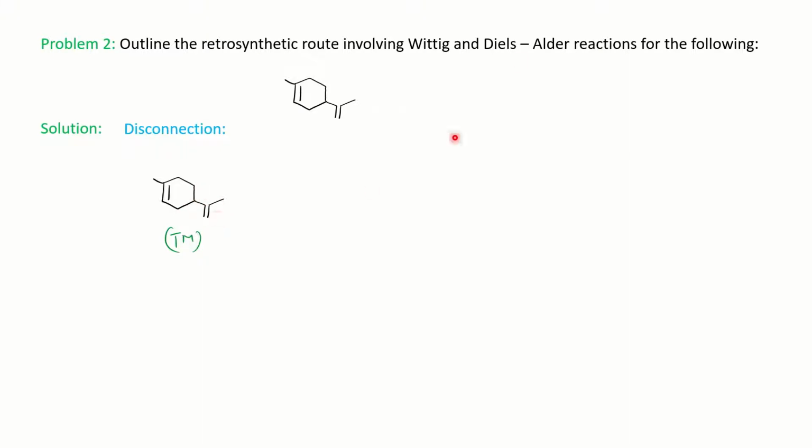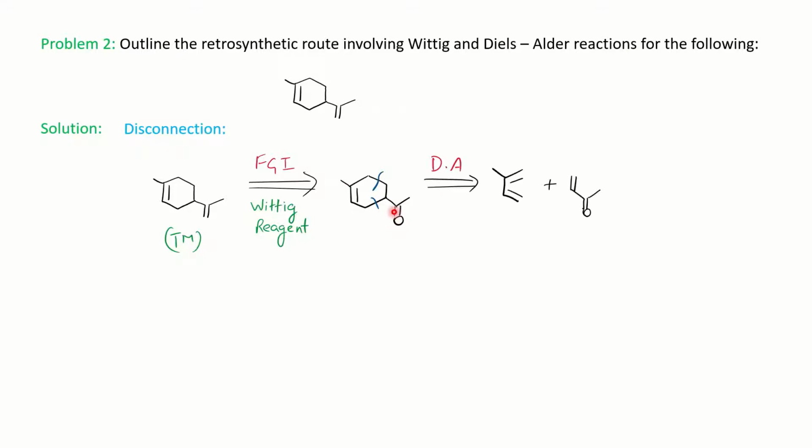So here we will take the help of the Wittig reaction, which converts a carbonyl group to an exo double bond. So we'll do the FGI here, which is functional group interconversion. The Wittig reagent converts the exo double bond to carbonyl, and we'll get this molecule. Once you get this molecule, this is a perfect structure or product of the Diels-Alder. We'll do the retrosynthesis of it, and we'll find out the starting materials, which are your diene and dienophile here.